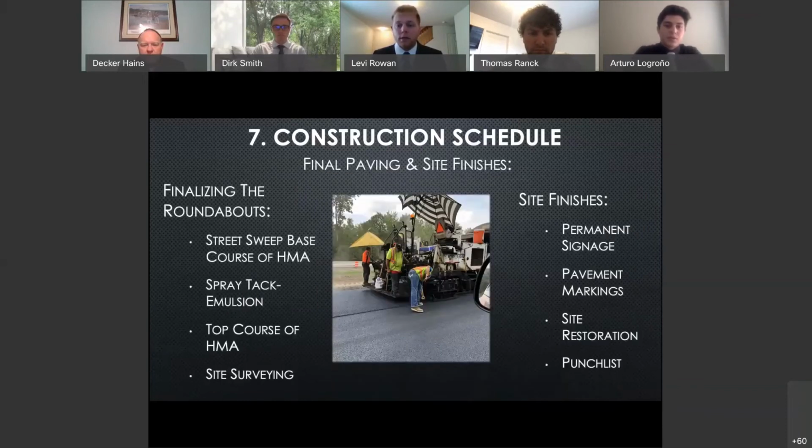So towards the later stages of construction, we will street sweep the base course of asphalt before spraying a tack emulsion and paving the top course. Finally, permanent signage, site restoration, and any other punch list items can be completed.